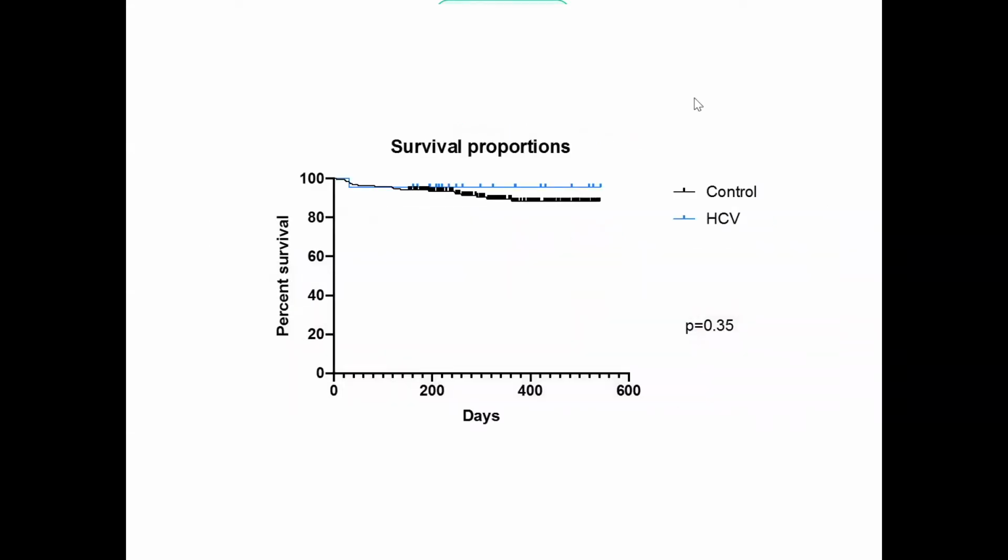And this just shows the survival out to a little past 1 year for the controls and the Hep C, and you can see the long-term outcomes here were actually quite excellent for these patients.